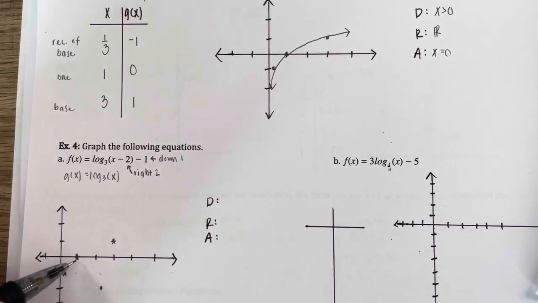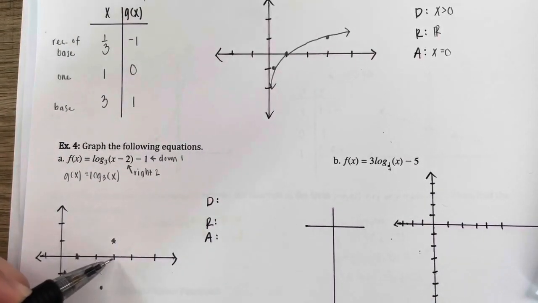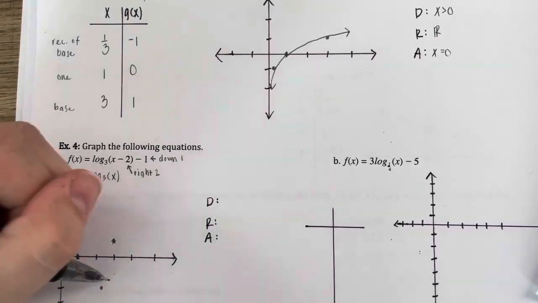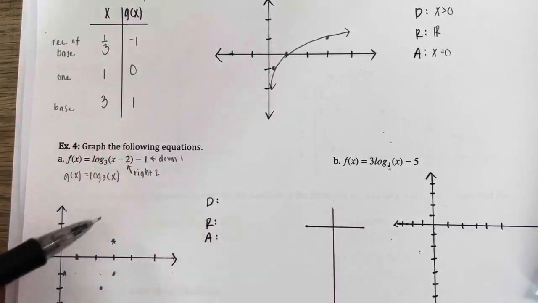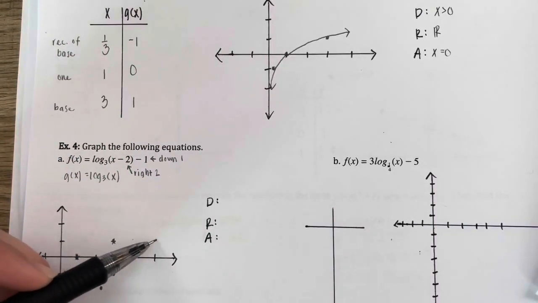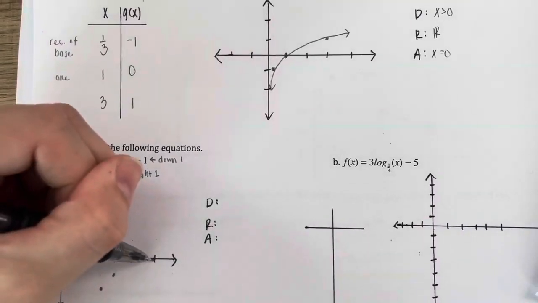And then (1, 0), if I go right 2, I end up at (3, 0), and then down 1 at (3, -1). And then (3, 1), if I go right 2, I end up at (5, 1), and then down 1 to (5, 0).